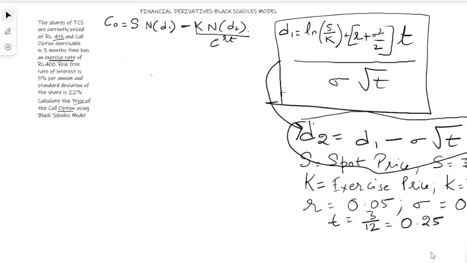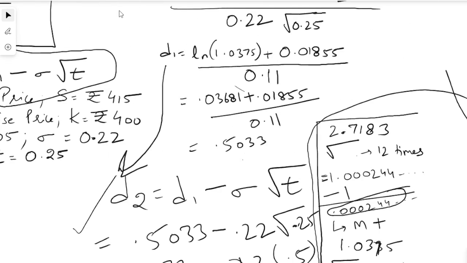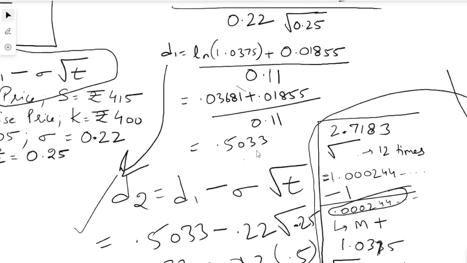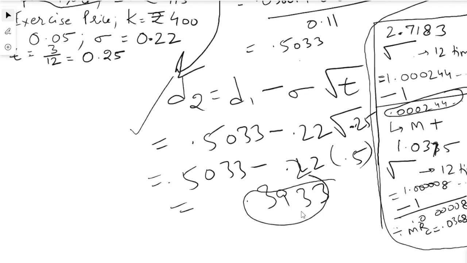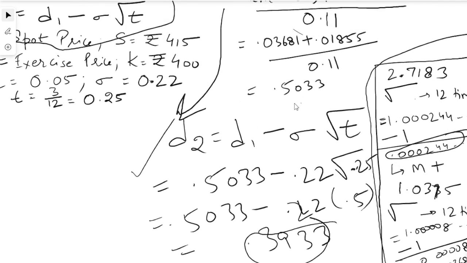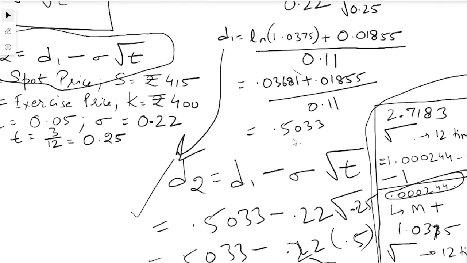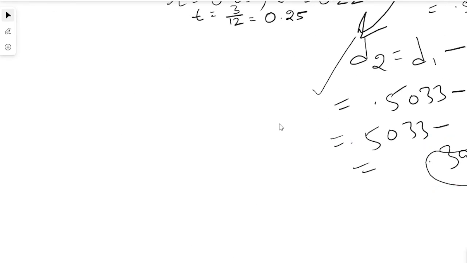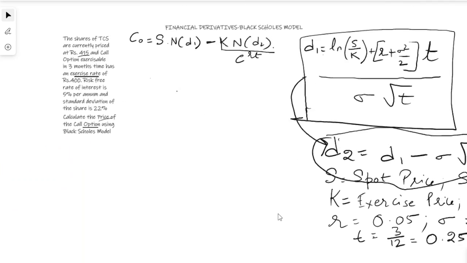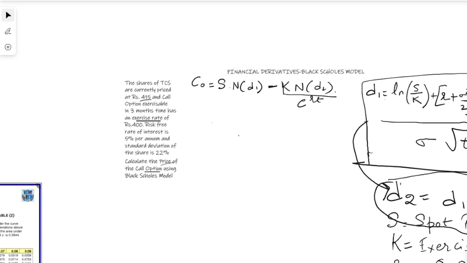Welcome back, guys. So we just calculated the value of D1, and to give you a brief recap, it was 0.5033, and the value of D2 came out to be 0.3933. You can always get back to the previous lecture to see how these values were calculated. We have the constant D1, which is 0.5033, and D2, which is 0.3933. So now let us put the values in our main formula.